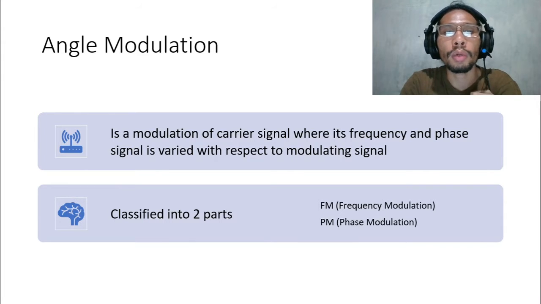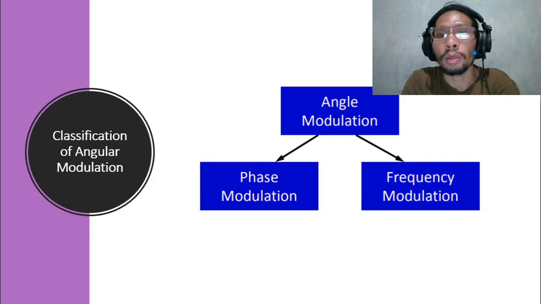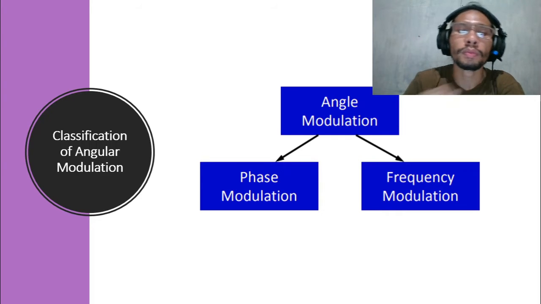So angular modulation is classified into two parts, which are the frequency modulation or FM and the phase modulation or PM. So as you can see in the figure, angle modulation can be divided into two parts, phase modulation or frequency modulation. These two classifications of angular modulation are related to each other.